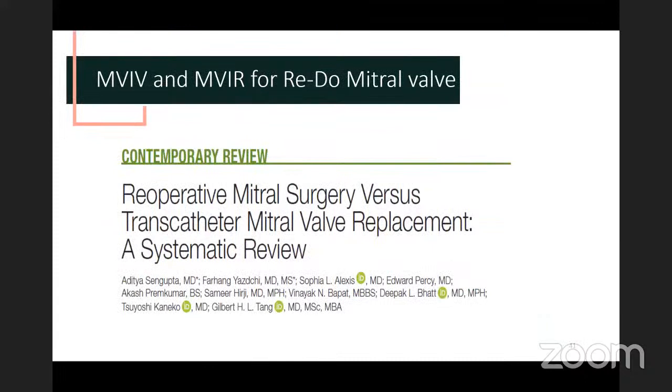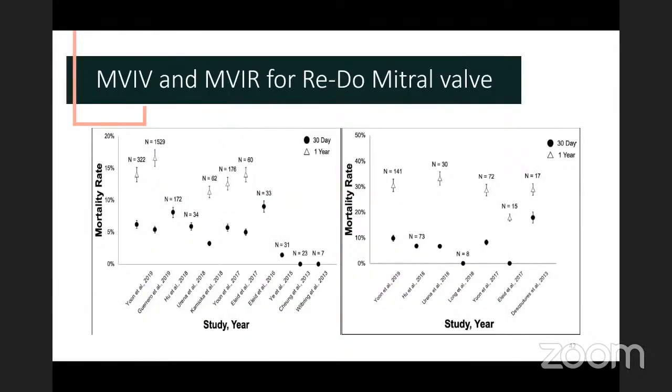For the mitral valve-in-ring and redo mitral valve, it has been studied over the last few years, and this is a systematic review comparing the mitral valve-in-valve and valve-in-ring. The mortality, as I mentioned before, for most of the valve redos was around 5 to 10% or 5 to 15%, and the mortality rate for the mitral valve-in-valve in high-risk surgery patients showed a similar result, with 30-day mortality between 0 and 10%, and the 1-year outcome reaching up to 10 to 18%.